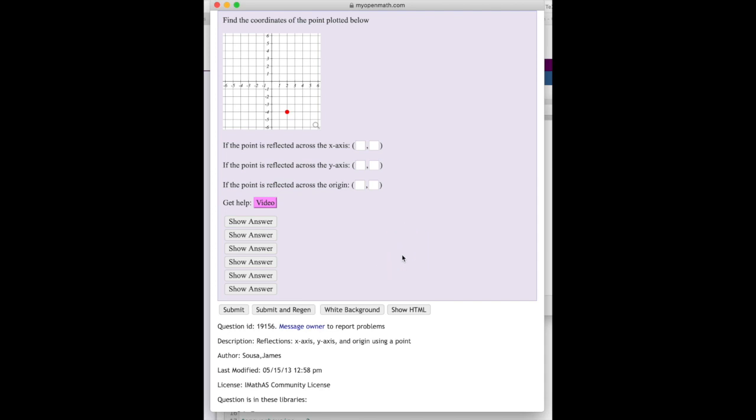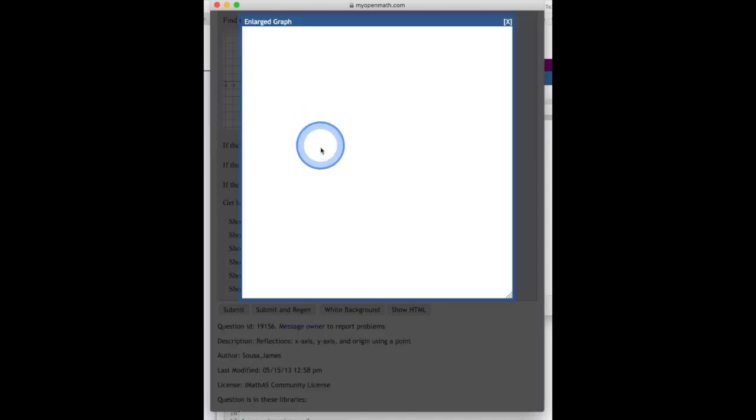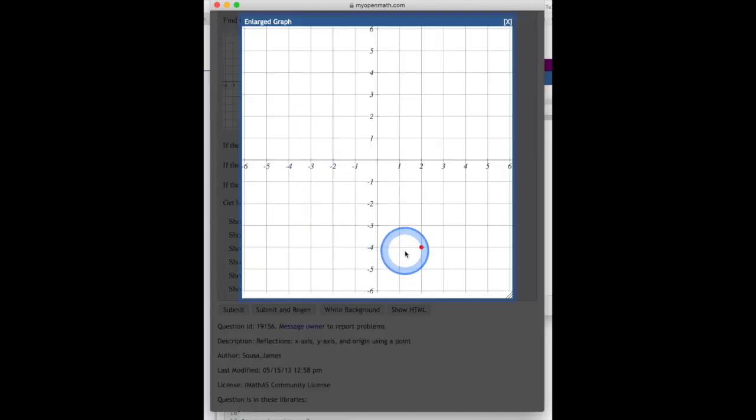Hi. So in this problem, I just wanted to do a video. I felt it was a little bit easier to explain, where we have to find the coordinates of the point plotted below. So if we just zoom in a little, we could see that the point is at 2, -4.